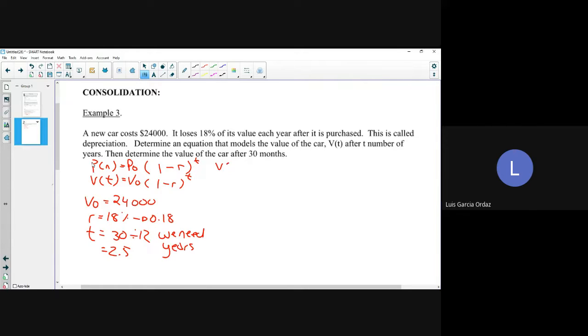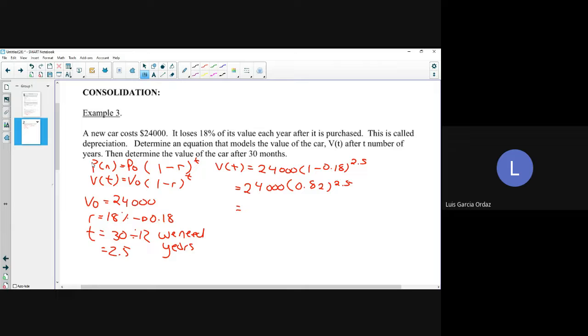So V of T is equal to 24,000 times 1 minus 0.18 to the power of 2.5. Now can someone tell me what 1 minus 0.18 gives me? 0.82. Antoine, does that look right? Okay.